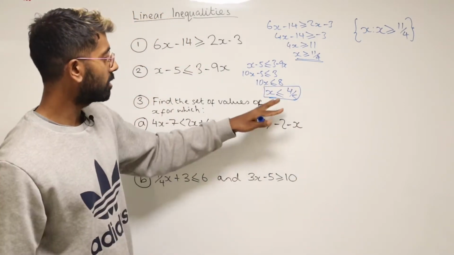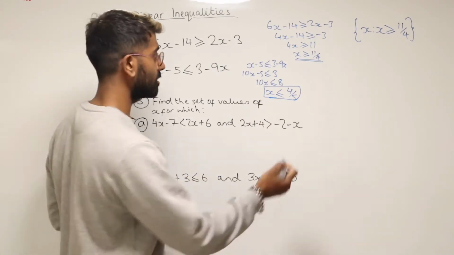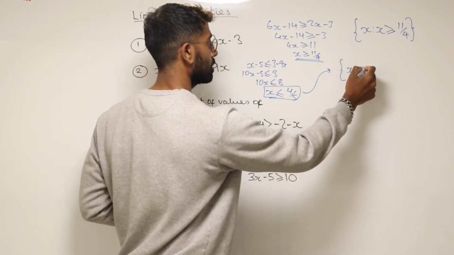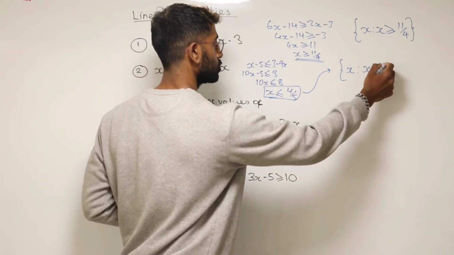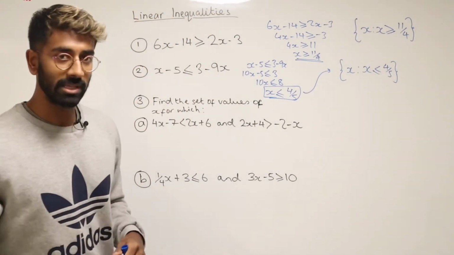And so there again, we've solved it and we've left it as an inequality. But if we wanted to give this in set notation, then we give it like this. And then x is less than or equal to 4/5. And that's how we leave it.